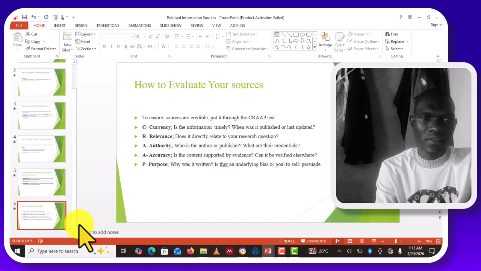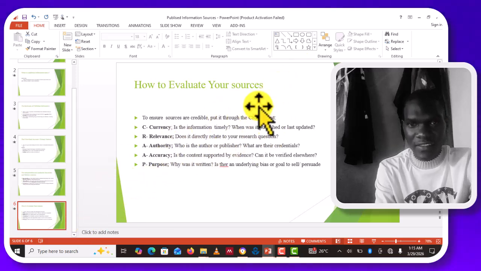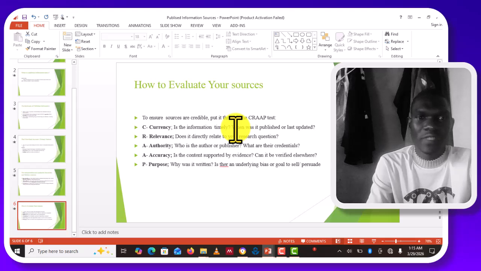So members, if you master this formula here, you will know how to evaluate your sources, and you will not be defeated.